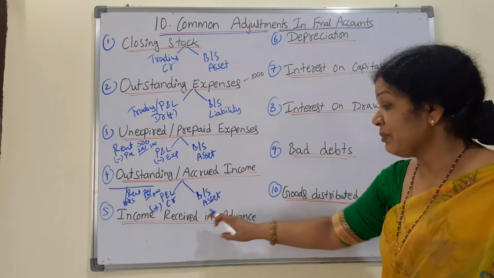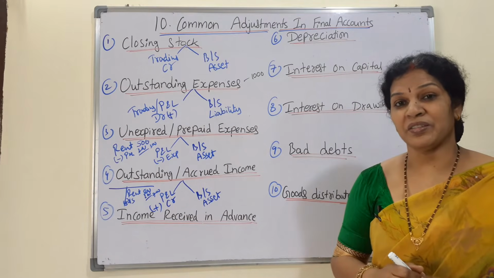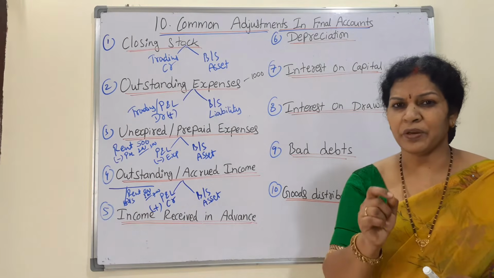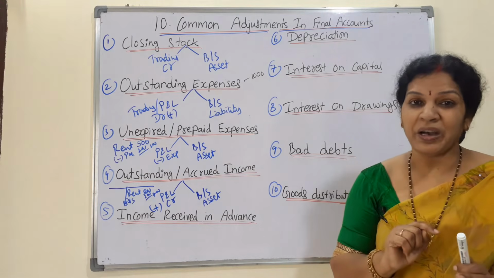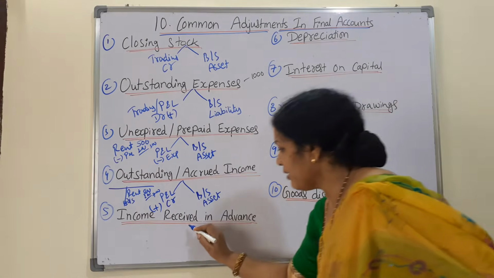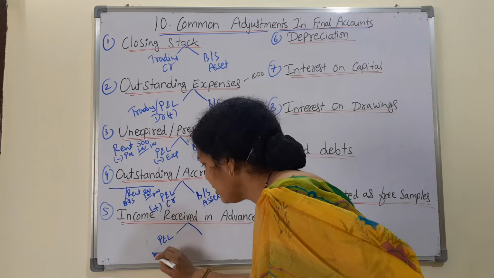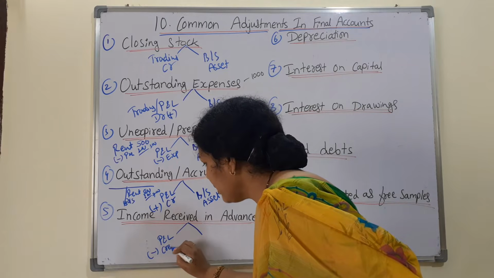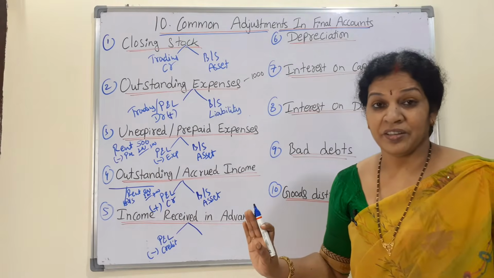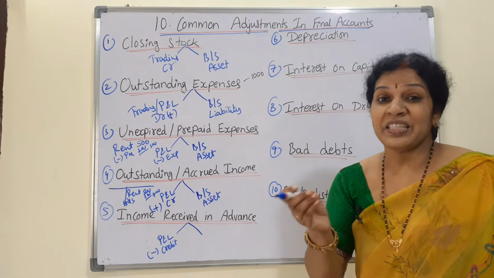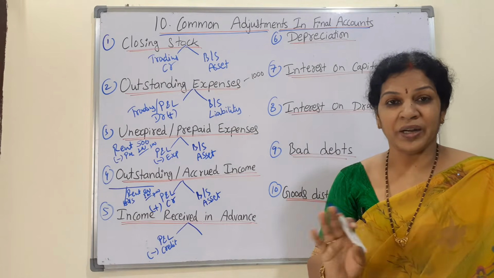Next one, income received in advance. If we received in advance, to know the accurate profit or loss, we have to deduct this income received in advance. So one effect will be P&L account, deduct from the credit side. Income will be on the credit side, right? So from that, deduct what is received in advance, the next year's amount we have received now only. So that we don't want.